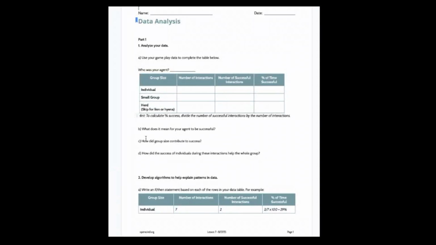But what does it mean to be successful? How did group size contribute to success? So we're starting to understand that, okay, the herd was very successful, and the small groups were more successful than individuals if you were a hyena or a lion and you were hunting. And so we're starting to see that that's the pattern. And then we're going to develop algorithms.